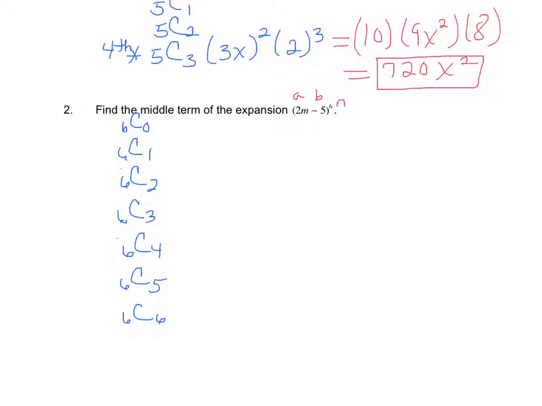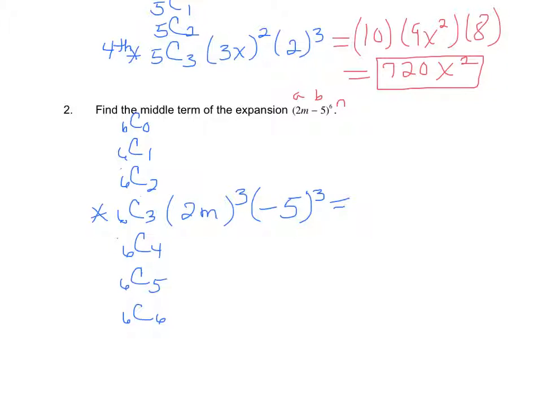Okay, I need the guy in the middle, so that would be this one right here. So that's the only one I'm going to finish. Times my a value, which is 2m, raised to the n minus r, which is 3, times my b value, which is -5, raised to the r, which is also 3.